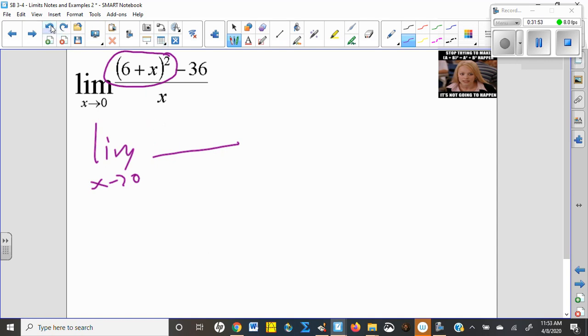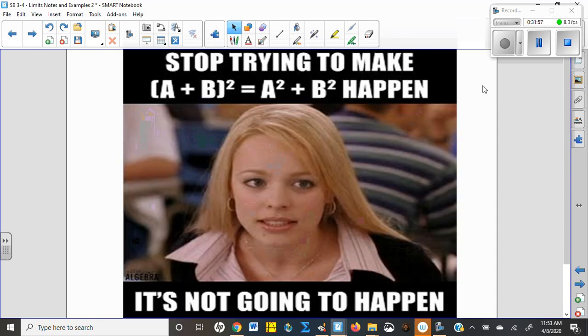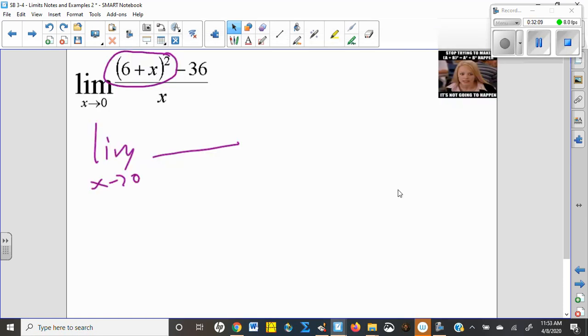You can try to make a plus b squared equal a squared plus b squared. You can try to make it happen, but no matter what, it is not going to happen. It's just not. So quit doing it and move on, right, with life. You have to FOIL that out. It has to be 6 plus x multiplied by 6 plus x. So you are going to get a 36. You're also going to get a couple 6x's in the middle, and then you'll get your x squared.